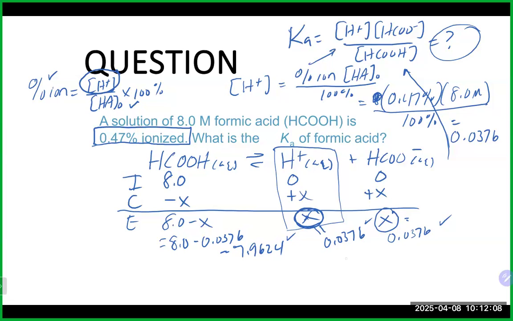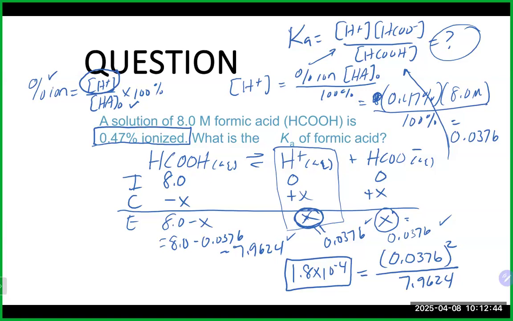We now have 3 values at equilibrium that we can now put into our expression and actually get the value of Ka. So in this case, our value of Ka would be 0.0376 squared on top, divided by 7.9624. And that's going to get us about 1.8 times 10 to the minus 4 as our Ka value in this case.